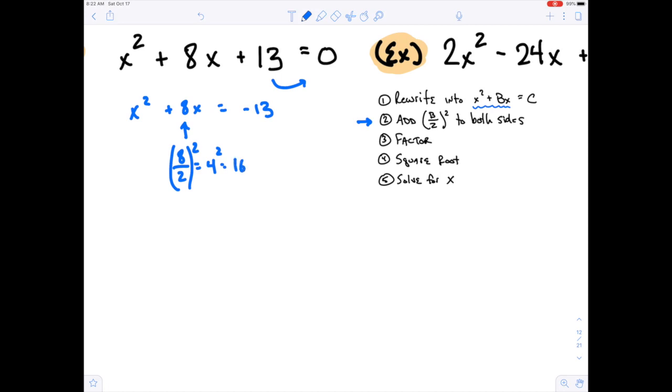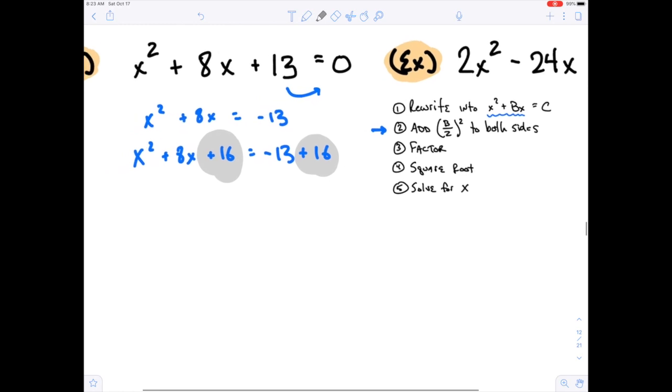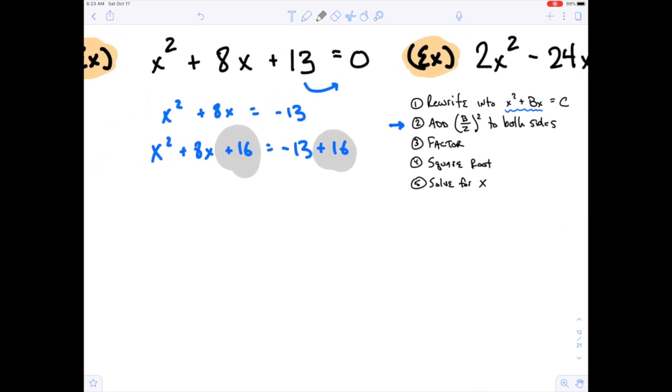So I'm supposed to be adding 16 to both sides. So let's clean this up. And I'm going to go x squared plus 8x plus 16 is negative 13 plus 16. All right, you'll note that though it looks like I changed the equation, I really didn't, because I just added the same thing to both sides, and that I'm completely allowed to do.